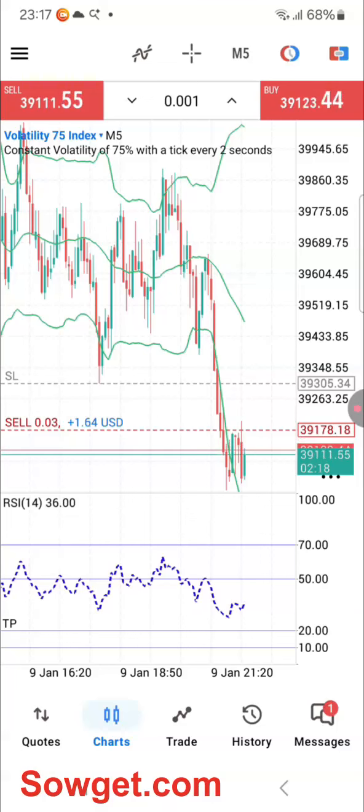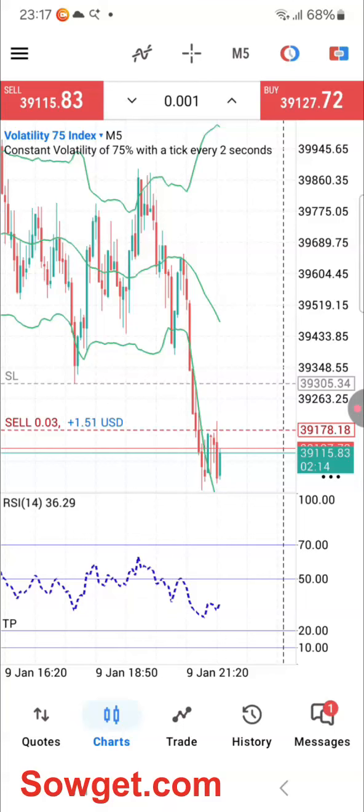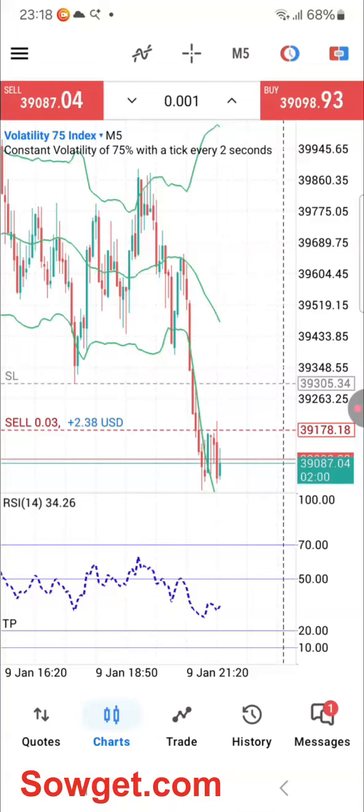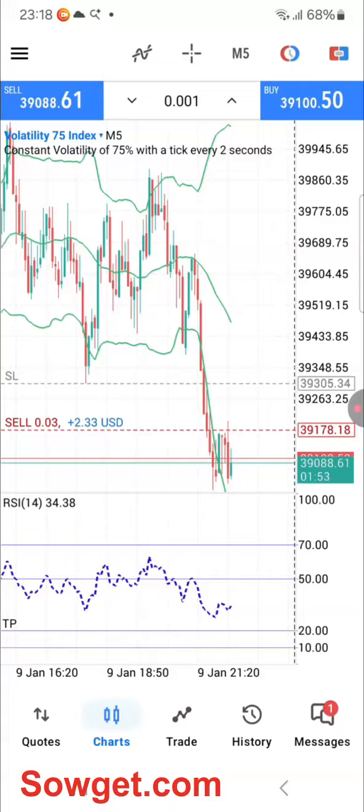I came across a Volatility 75 strategy on YouTube. The strategy uses Bollinger Band and RSI. Whereby when any of the candlesticks touches the upper or lower Bollinger Band, you would also look at the RSI to see if it's in the oversold or overbought region.